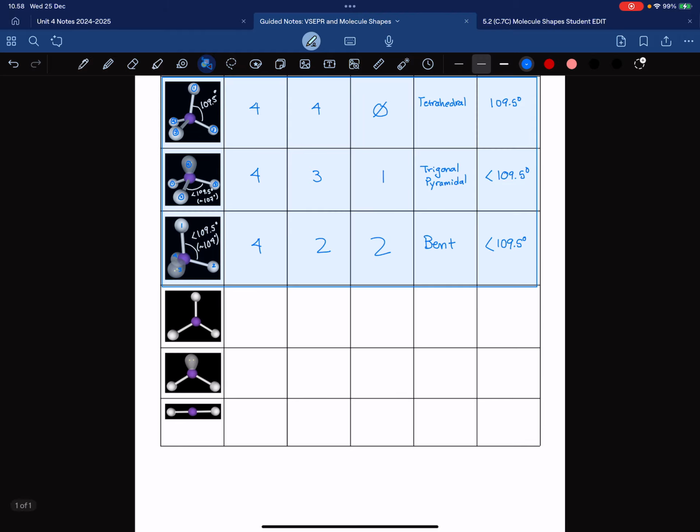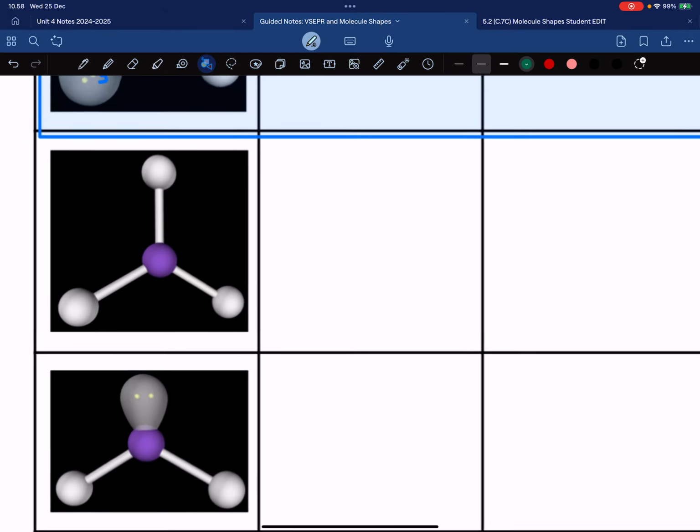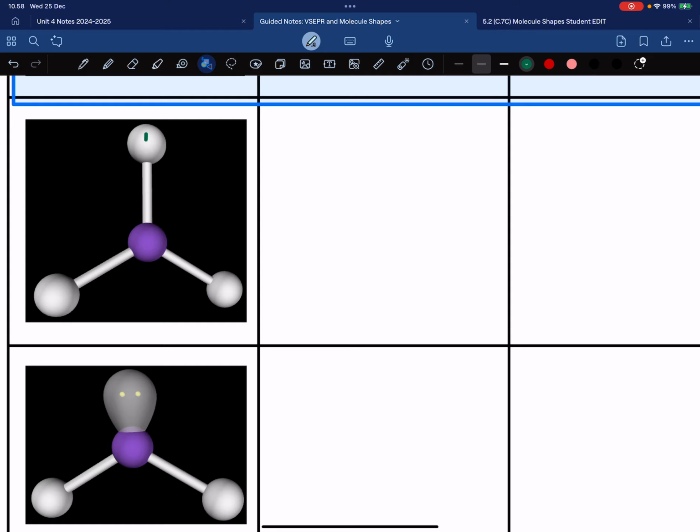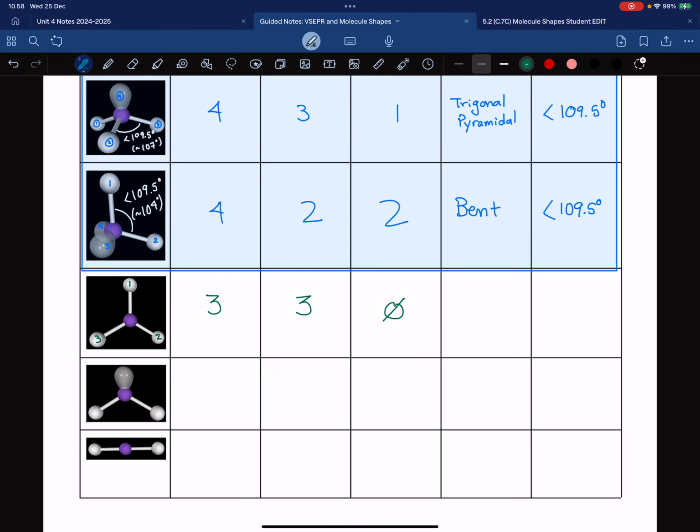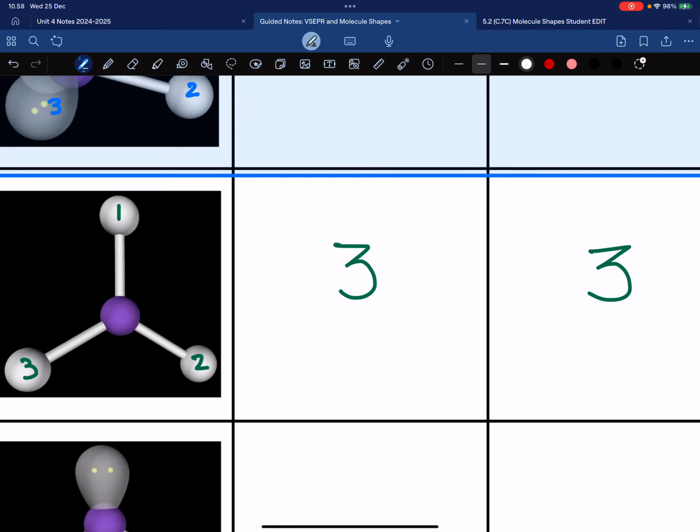Now, next, moving on to 3 electron domains. So this guy right here has got 3 electron domains. 1, 2, 3. All of them are bonds. None of them are lone pairs. That is a shape that we call trigonal planar. Bond angle, 120 degrees. Because it's a circle cut into 3 parts, right? Like the Mercedes symbol, yeah?